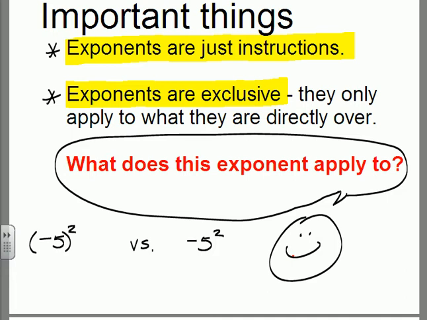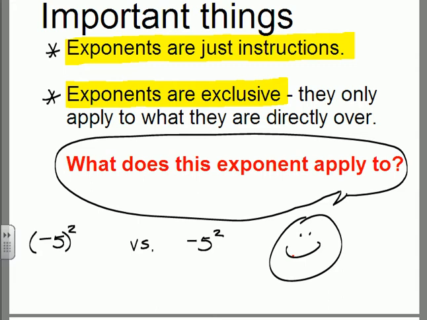Okay, final things, and you're going to see these two important things over and over again. The first idea is exponents are just instructions. I know they look like numbers and they even behave like numbers, but they're just instructions telling us to do something. The second point is exponents are exclusive. They only apply to what they are directly over.